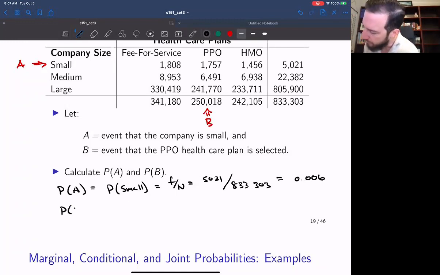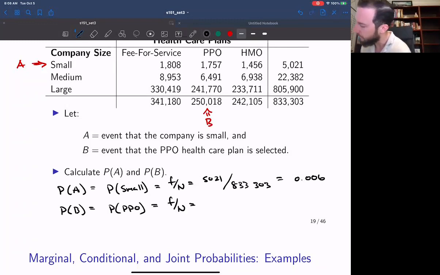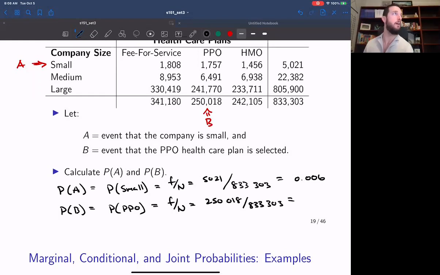For the probability of B, this will be the probability that we have the PPO plan. This again is going to be little f over N. So this is going to be 250,018 divided by 833,303. And that is 0.300.